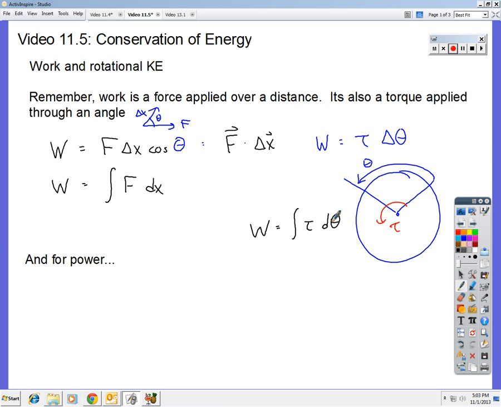And now we can also find an expression for power in rotating systems. So remember, the definition of power is the rate of doing work, which we said was force times velocity in linear variables. Well, in rotation variables, it's going to be torque times angular speed. So really, nothing too terribly complicated there.